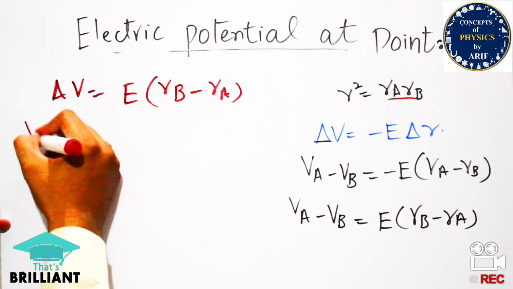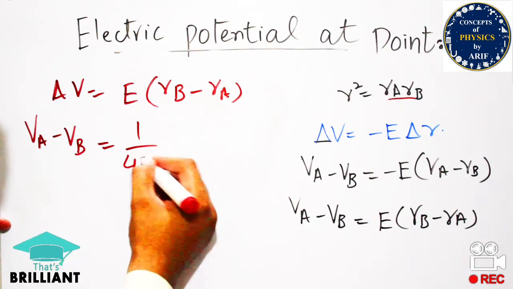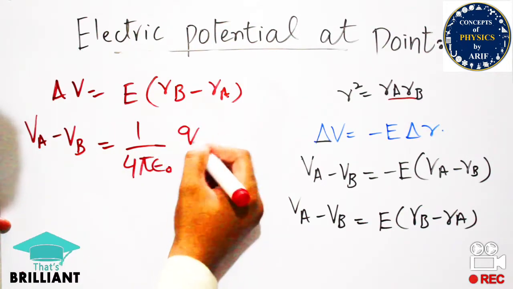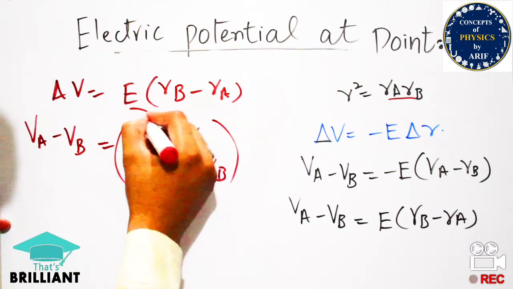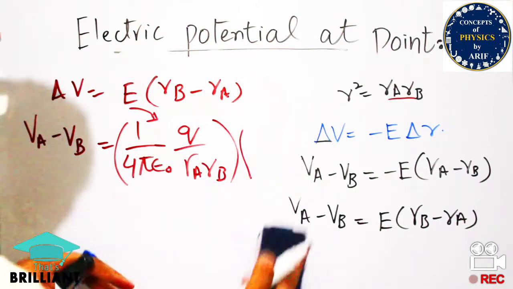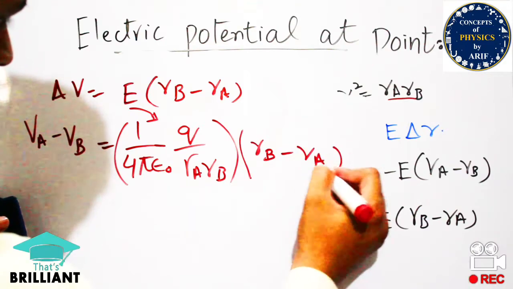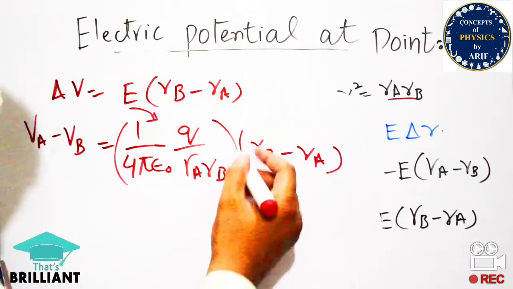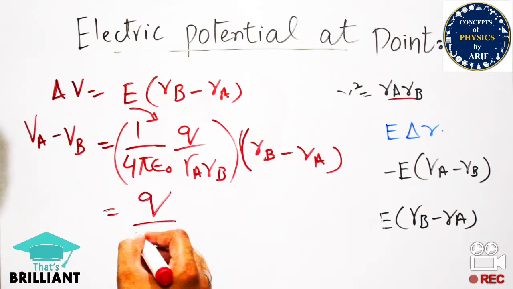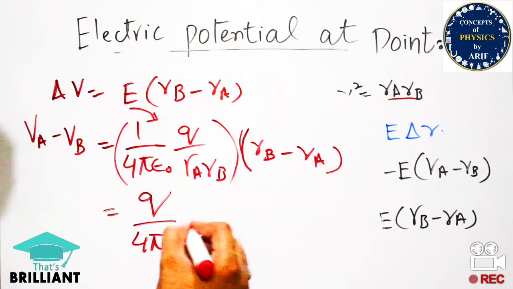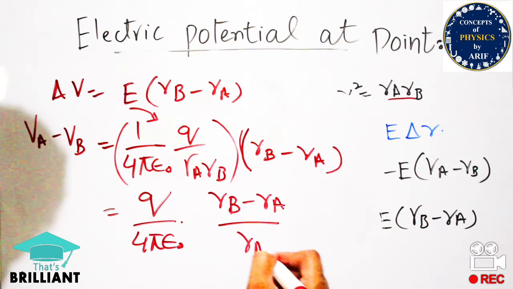This is the expression I am writing again. So delta V is equal to VA minus VB is equal to E. The value of E will be 1 over 4 pi epsilon naught Q over RA and RB, because we have calculated it, and RB minus RA will be the same. In order to further simplify this mathematically, we will write the expression as Q over 4 pi epsilon naught into RB minus RA over RA and RB.